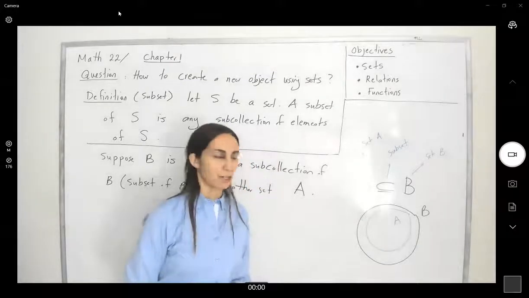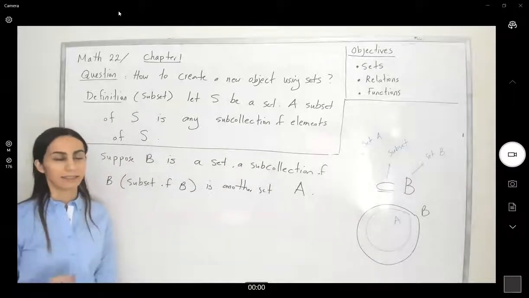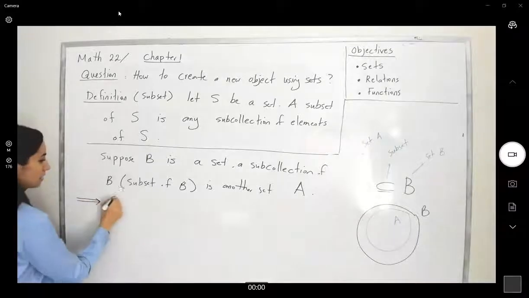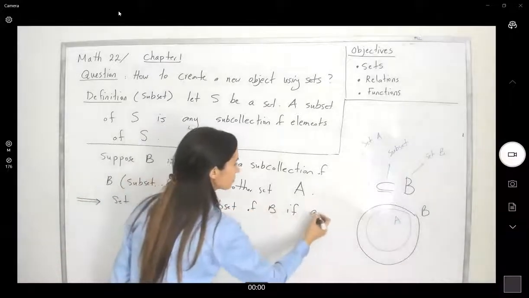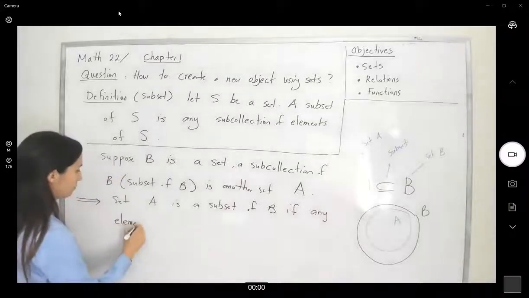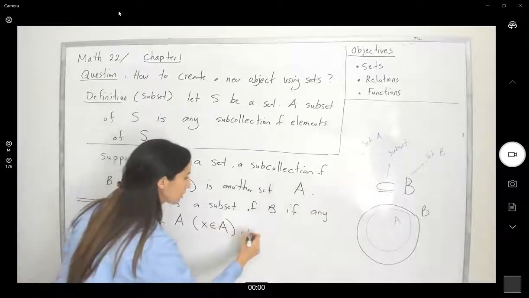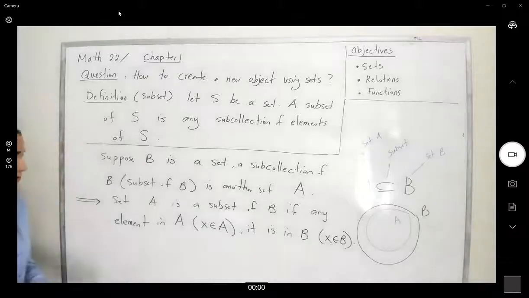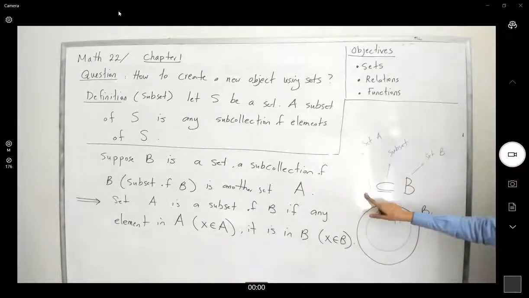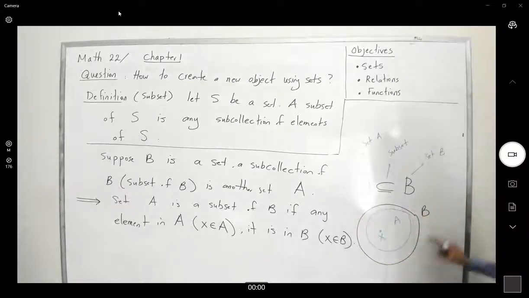So what's the official definition? We say that B is a set, a sub-collection of B is another set A. Officially, we say that set A is a subset of B if any element in A, if x is in A, it is in B. Set A is a subset of set B if I take any random element in set A, that random element belongs to the bigger set B.